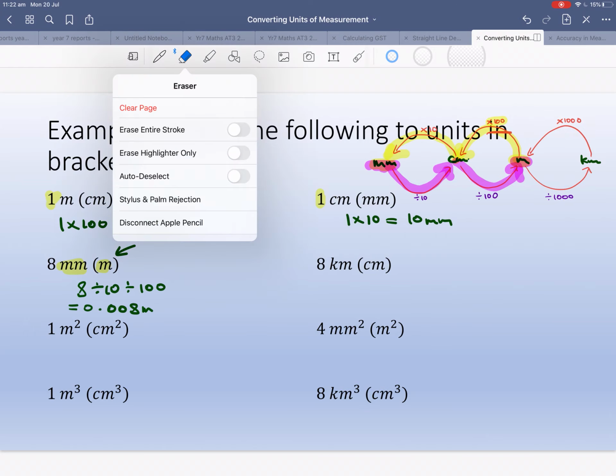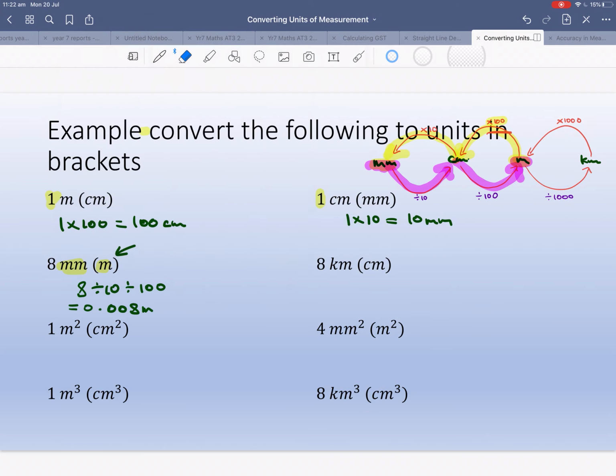Okay. All right, let's see if you can do the next one. I'm going to press pause and see if you can do the next one. Okay, so the next one's this one. All right, hopefully you've done it. Now I'm going to do it. So we're going to go from kilometers to centimeters. So I'm going to go from here to here. So the pathway I have to take is this one and this one.